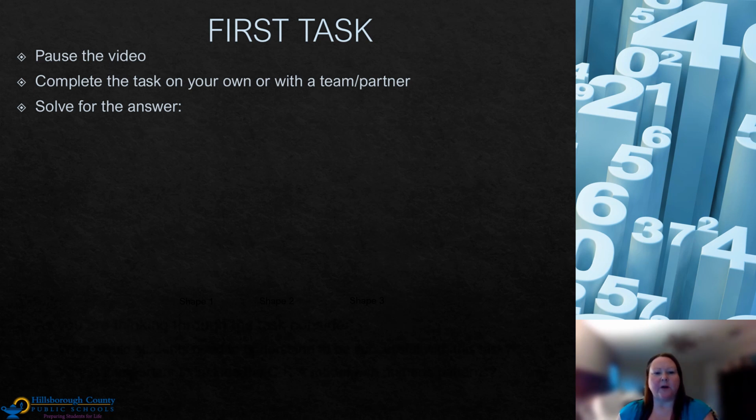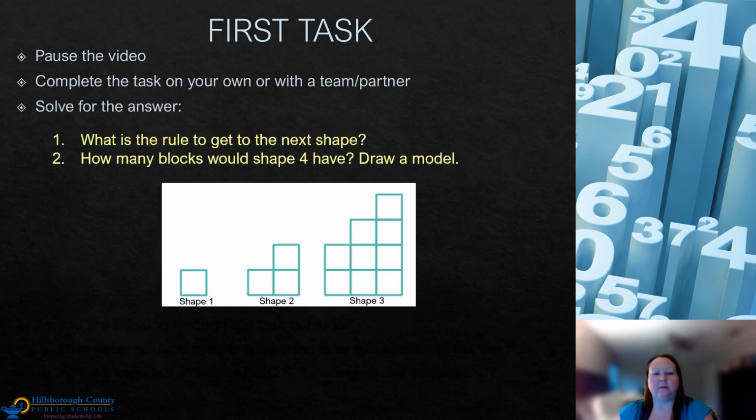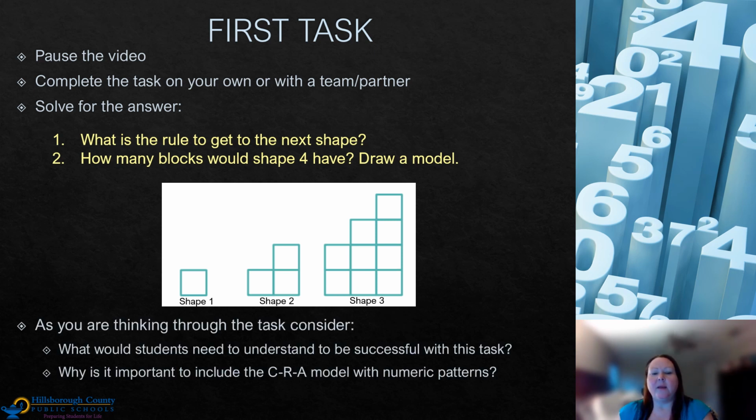For your first task, we're going to have you pause the video and complete the task on your own or with a team or partner. Solve for the answer. What is the rule to get to the next shape? How many blocks would shape 4 have? Draw that model. As you're thinking through the task, consider what students would need to understand to be successful, and why it is important to include the CRA model with numeric patterns. So go ahead and pause the video and we'll see you soon.